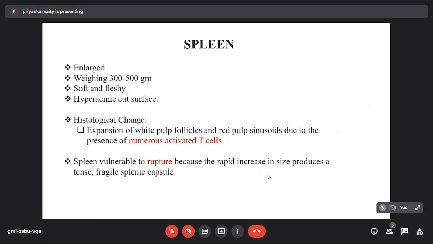The spleen is enlarged, weighing 300 to 500 grams, soft and fleshy, with hyperemic cut surface. Histological examination shows expansion of white pulp follicles and red pulp sinusoids due to presence of numerous activated T cells. The spleen is vulnerable to rupture because the rapid increase in size produces a tense, fragile splenic capsule.